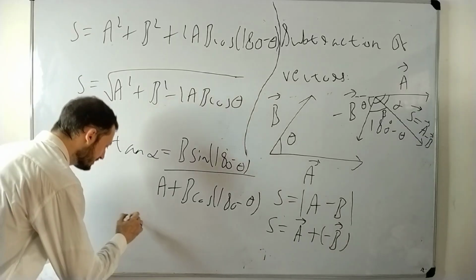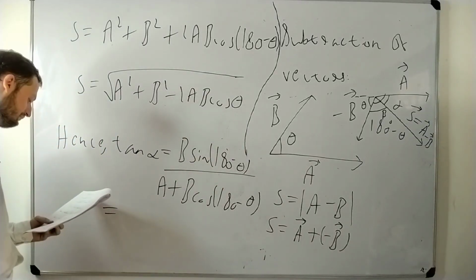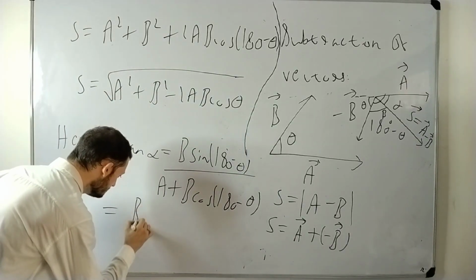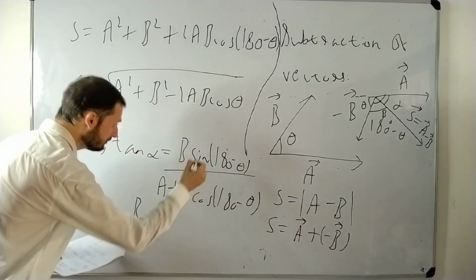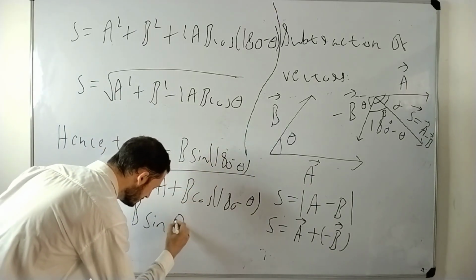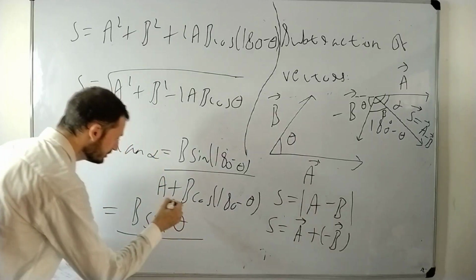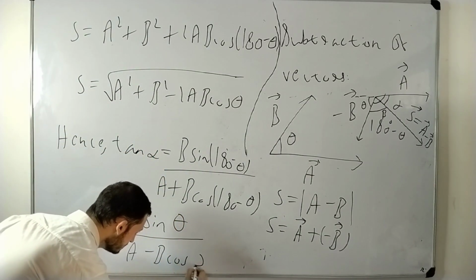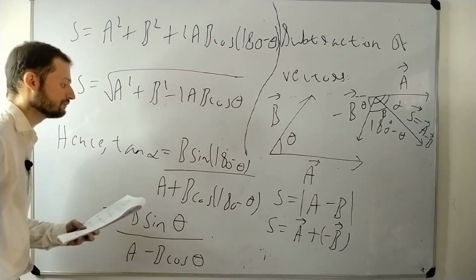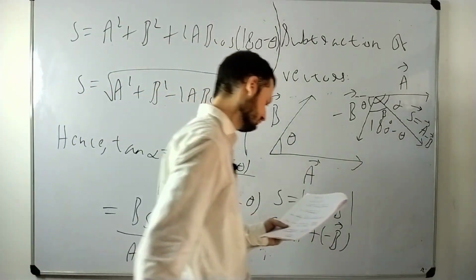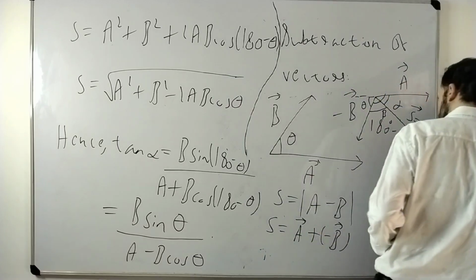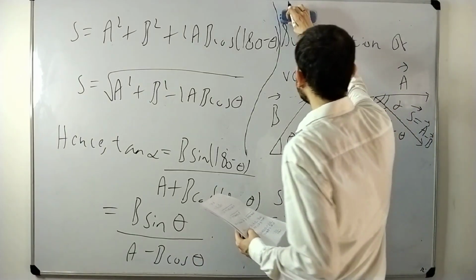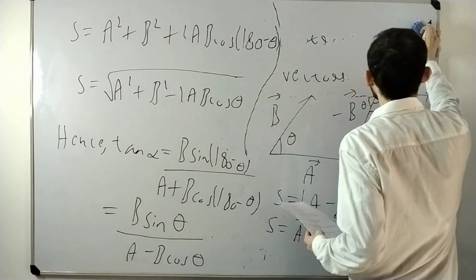So what should I write? B sin 180 minus theta is sin theta, and A minus B cos theta. Definitely, sir. Now, tan beta, what? What should I write for tan beta? Think for yourself now.